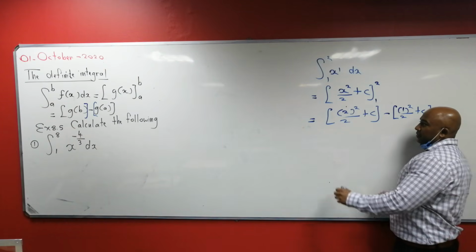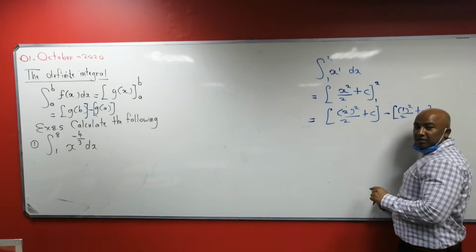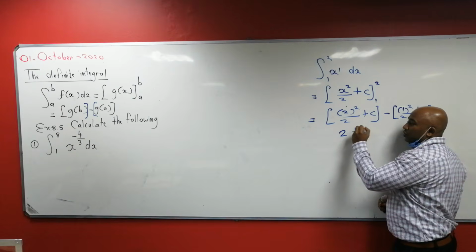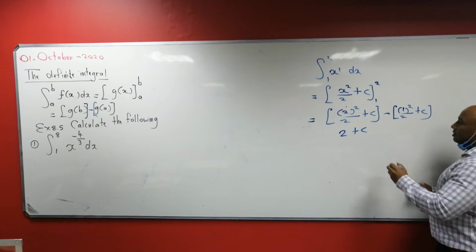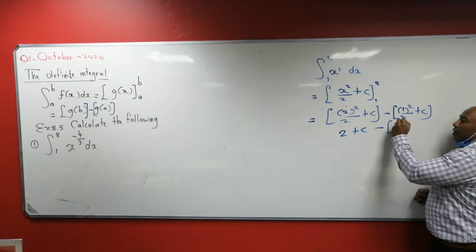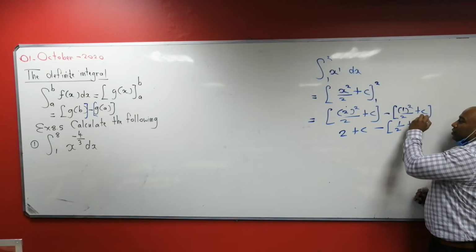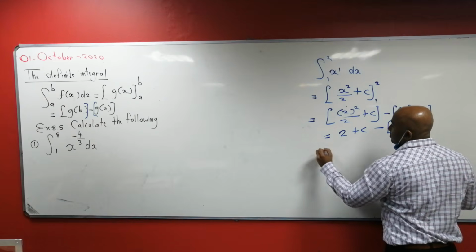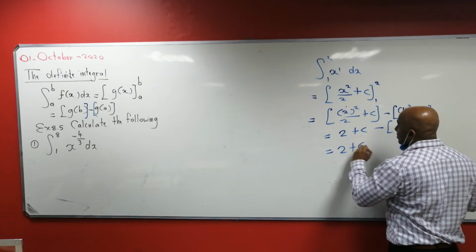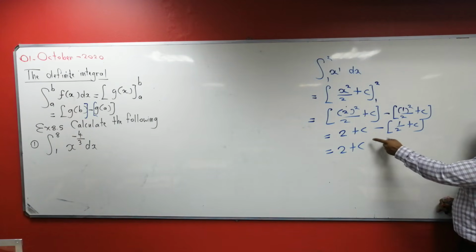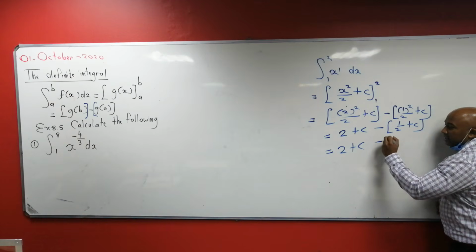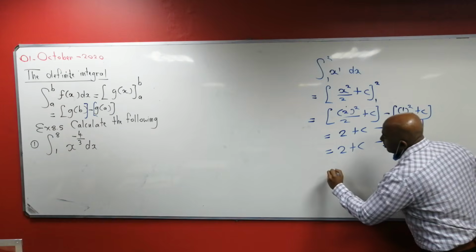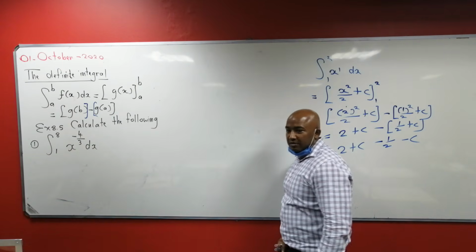So what happens now? 2 squared is 4. Divide by 2 is 2 plus c, minus 1 over 2 plus c. So therefore, I got 2 plus c, remove the brackets, minus half, minus c. What do you notice about c now?